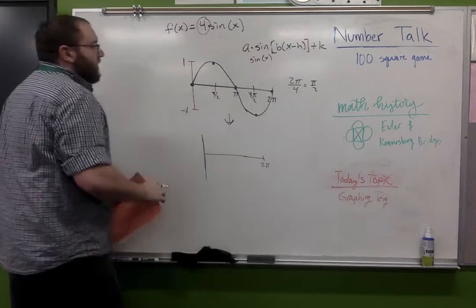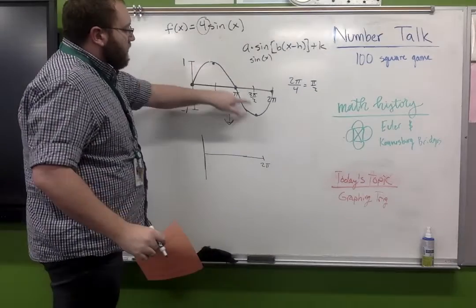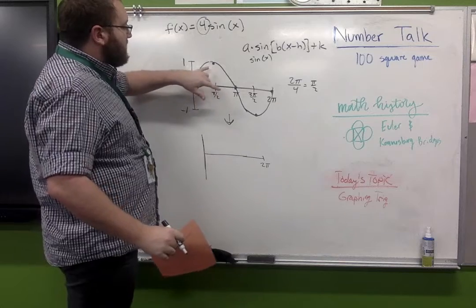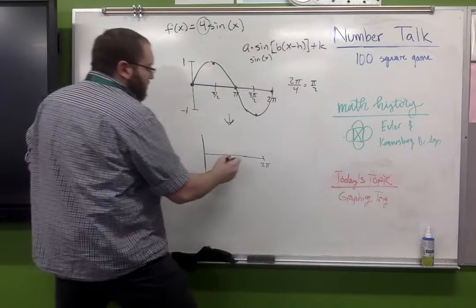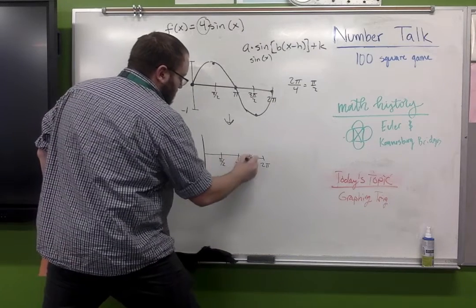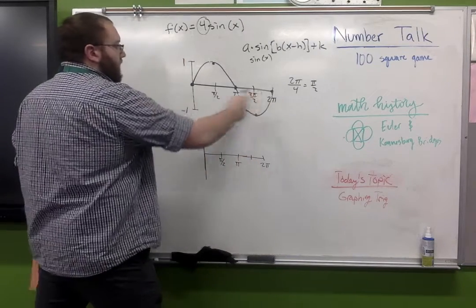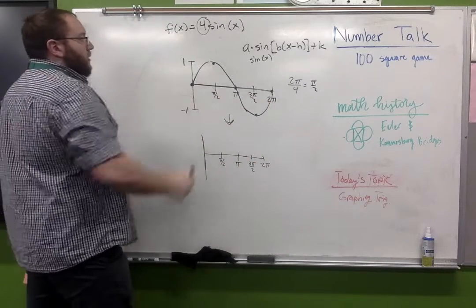So the only thing that's changing is the amplitude, the distance from the midline to the max or the min, right, or the distance from the max to the min. That's the only thing that's changing. Nothing else is changing. No points are changing. No angles are changing. Just how tall the graph gets.